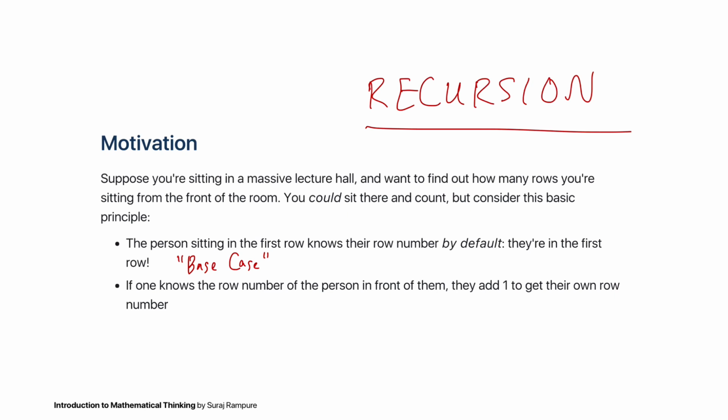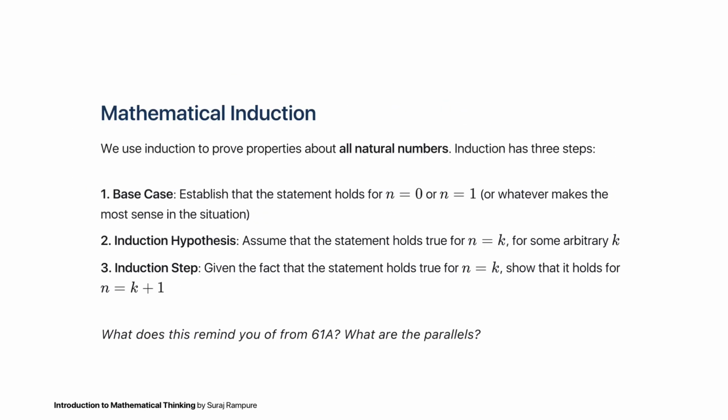Is that clear? So that's like our base case and our recursion step, right? The row of the person behind me is my row number plus 1. Is that clear? Any questions with that? Okay? So let's formally define what induction is then, okay?